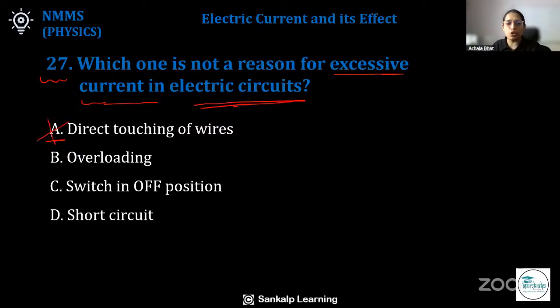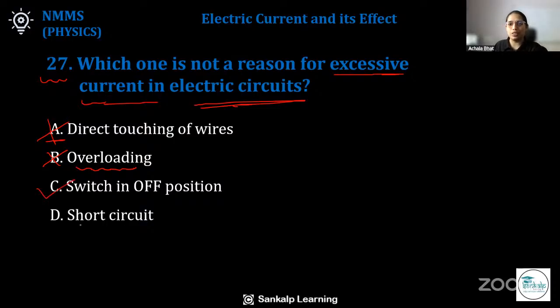Option A is wrong. B. Overloading. Yes, this also causes excessive current in electric circuit. See, the name itself is overloading. Switch in off position. If switch is in off position, there is no electric current. There is no flow of electric current. So, there is no chance of excessive current in electric circuits. Option C is correct. What about option D?